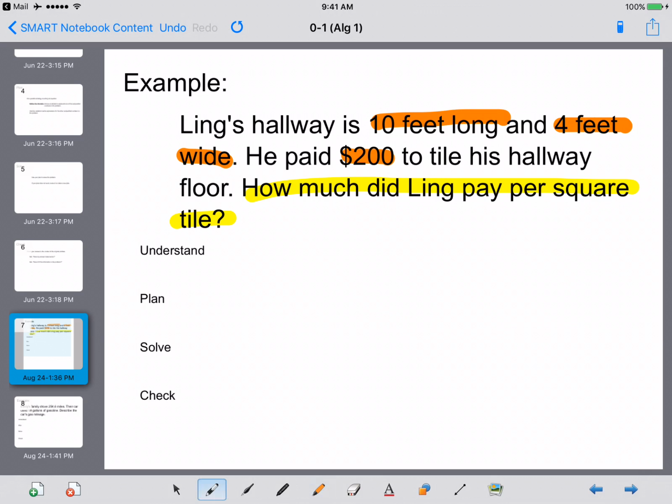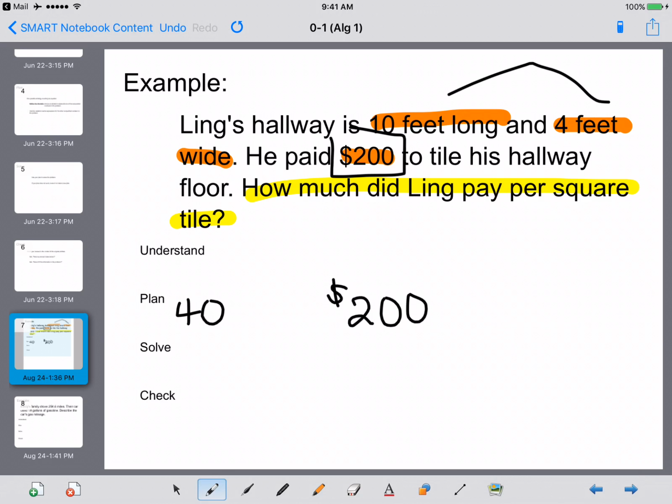So to write that out, we need to know the square footage of his hallway. The square footage of the hallway is the area of the hallway. So we need our 10 times 4. I'm not even going to write this out because we know 10 times 4 is 40. Okay, so our square footage is 40. Our total price, right? He paid $200 for the whole hallway.